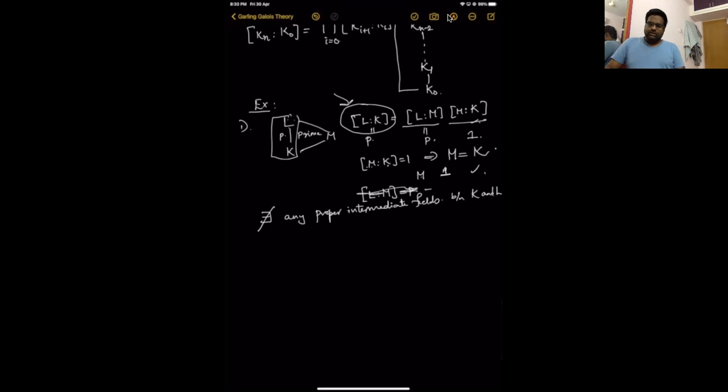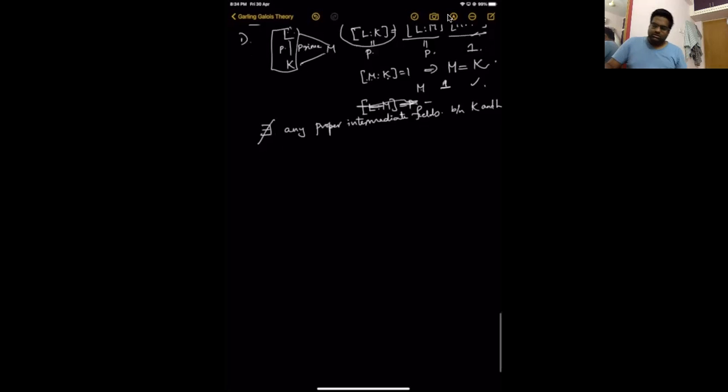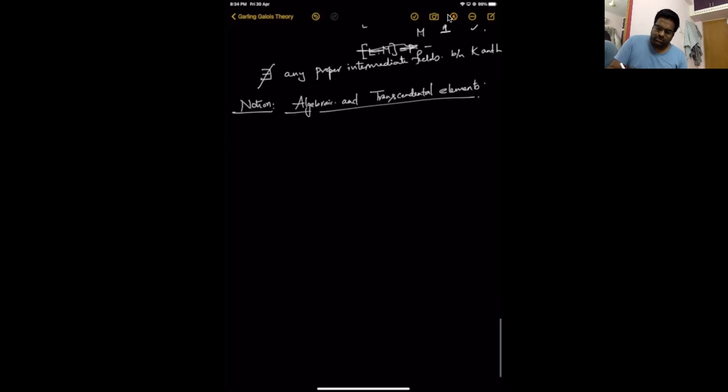All right? Now, let us move on to the next concept or notion: algebraic and transcendental elements. In introducing this notion, I'm going to present to you a very particular notation, a very useful and very important one.